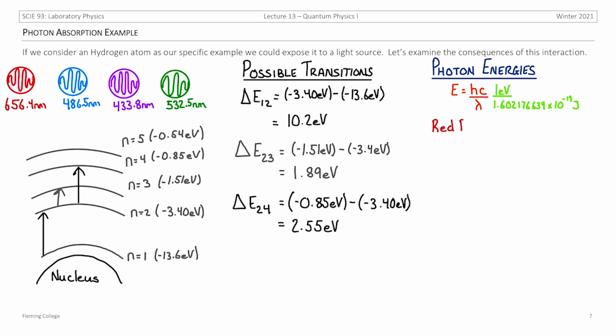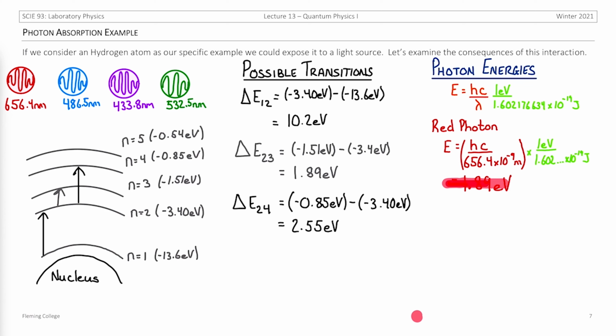Let's look at that red photon. So h and c are constants. We've already seen what they are. I'm just going to plug in the wavelength and that unit factor for converting energy. And we see that the red photon carries 1.89 electron volts of energy. So if the red photon coming into our hydrogen atom managed to interact with an electron that was at the second level, then it would energize that electron enough that it would jump up to the third level.